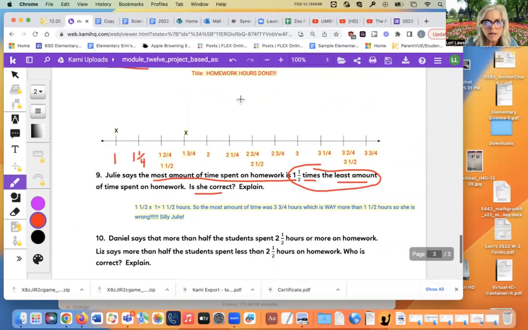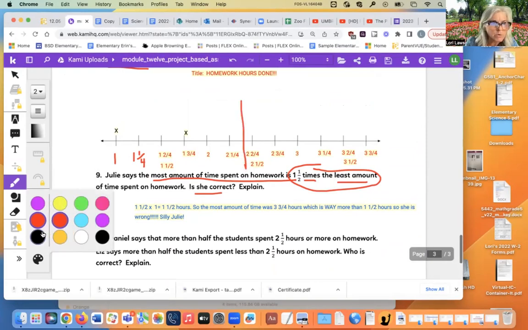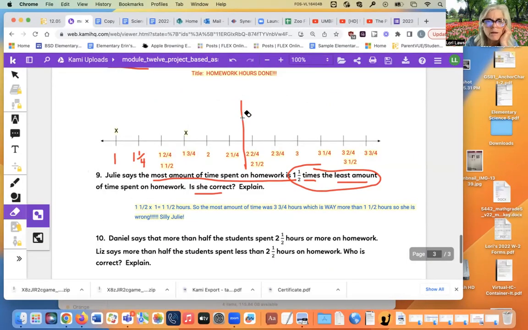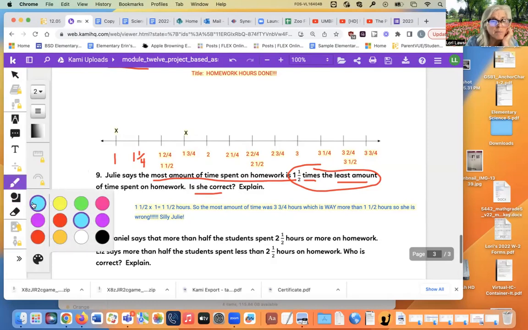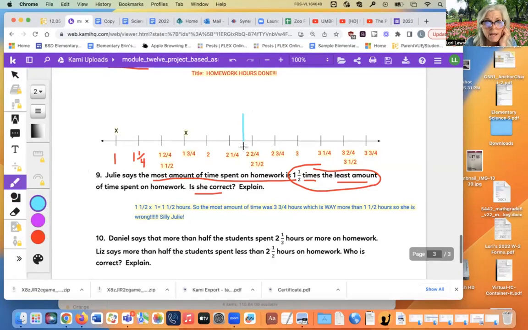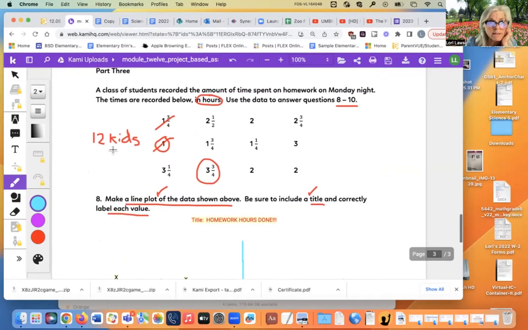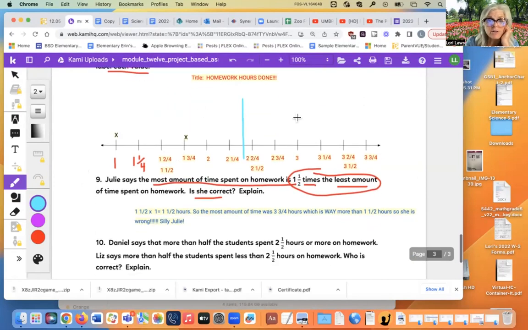And then I want to know if half the students, oh, that's not blue. Come on. I wanted it blue. So I want to know, and I haven't put my plots in yet. So when you get yours done, what you want to know is half the students, so there's 12 kids. So that's 6 kids. Are there 6 X's on this side or on this side? Who's right? Are there 6 X's that are more than 2.5 or more? Or are there 6 X's that are 2.5 or less?